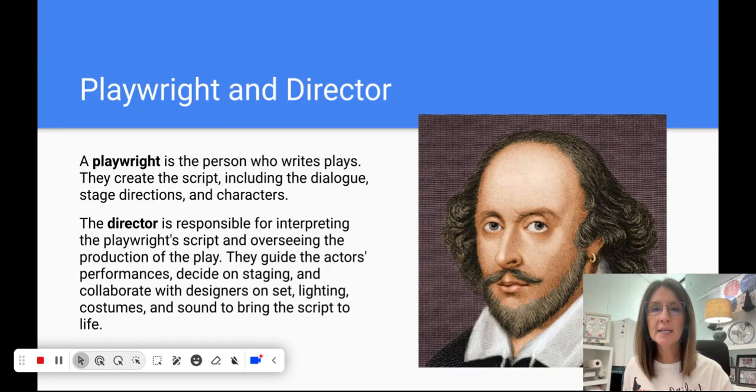Second is playwright and director. The playwright is the person who writes the plays. When we talk about short stories or novels, we have what we call an author, but when we are reading a play or a dramatic performance, that person is a playwright. And then when those plays are to be acted out, we call that the director. And that director makes choices based on the playwright's script.